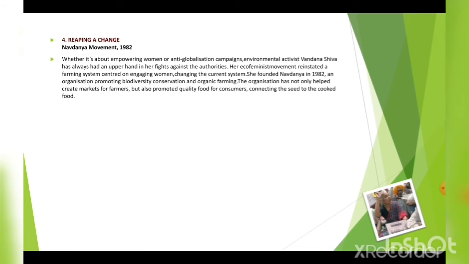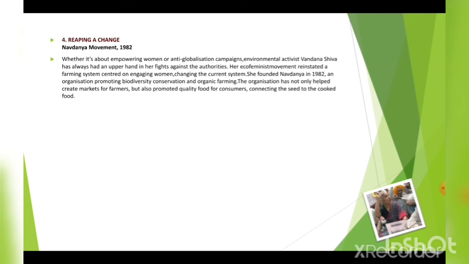Other movements include Reaping Gachas, the Navdanya movement of 1982, whether it's about empowering women or anti-globalization campaigns. Environmental activist Vandana Shiva has always had an upper hand in her fights against the authorities. Her eco-feminist movement reinstated a farming system centered on engaging women, changing the current system. She founded Navdanya in 1982, an organization promoting biodiversity, conservation, and organic farming.